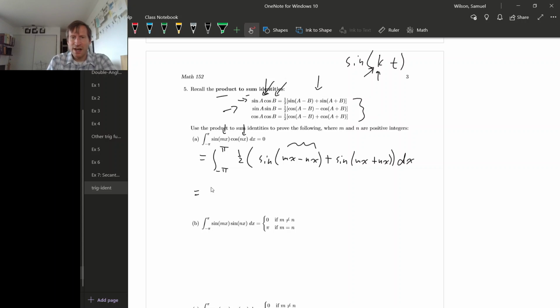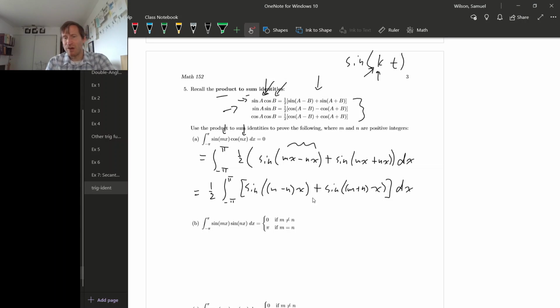So let's move the 1/2 outside. 1/2 integral from minus pi to pi of sine of, let's see, this is m minus n times x plus sine of m plus n times x dx.